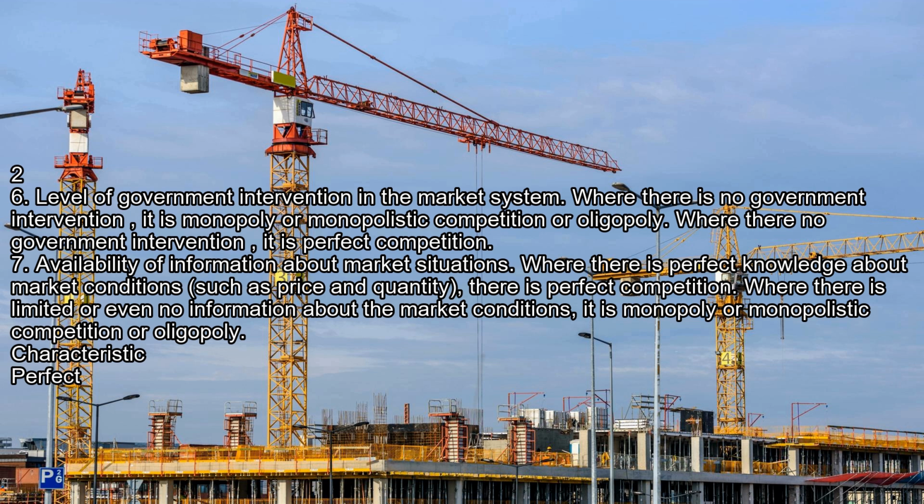7. Availability of information about market situations. Where there is perfect knowledge about market conditions such as price and quantity, there is perfect competition. Where there is limited or even no information about the market conditions, it is monopoly or monopolistic competition or oligopoly.